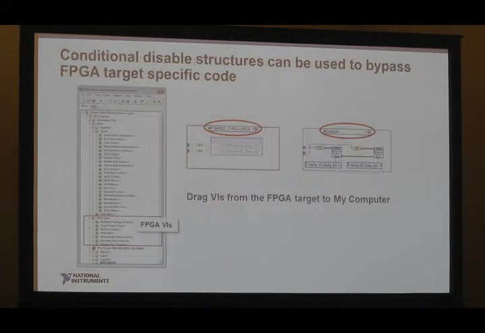For the FPGA VIs, because we decided to implement the unit test of the FPGA VIs in the Windows context, we make a copy of the FPGA VIs from the FPGA target to my computer. Because some of the FPGA VIs have some FPGA target specific code, we can use the conditional disable structure to bypass it, and use the same functional global VI to set and get the defined data.